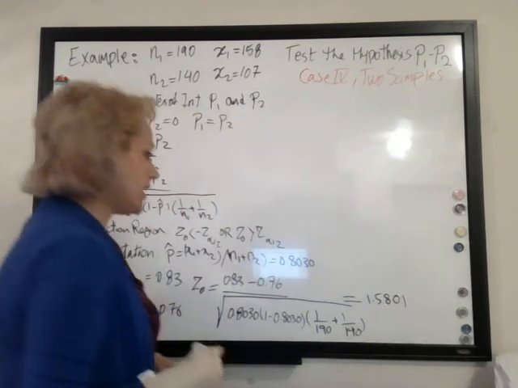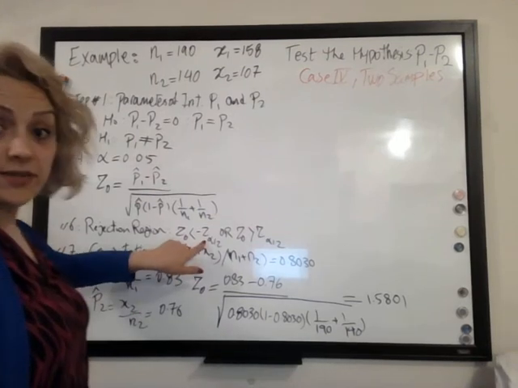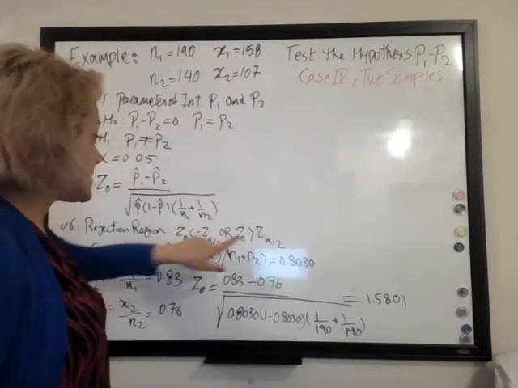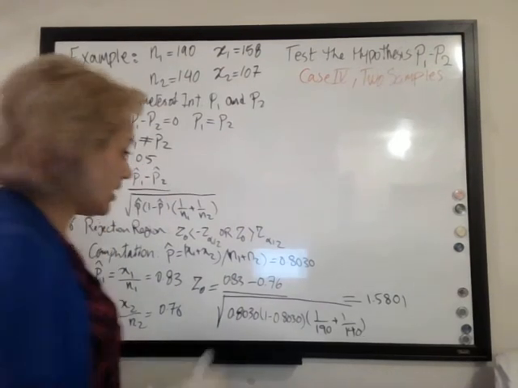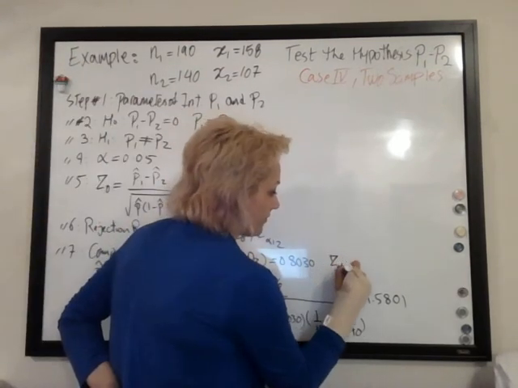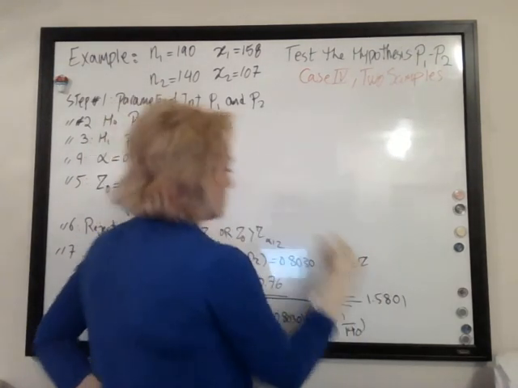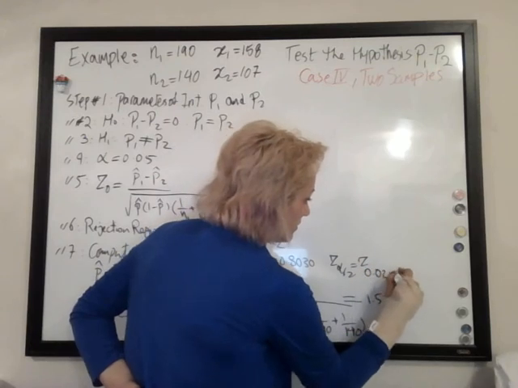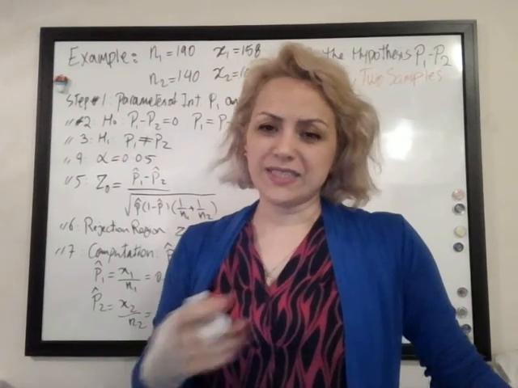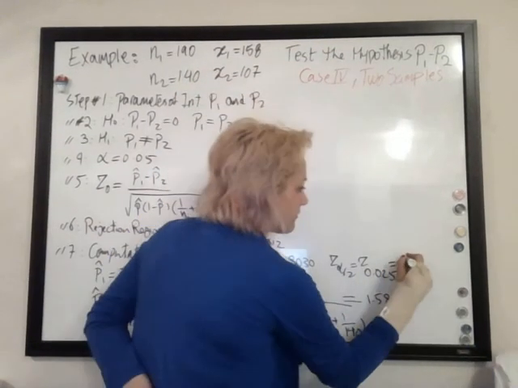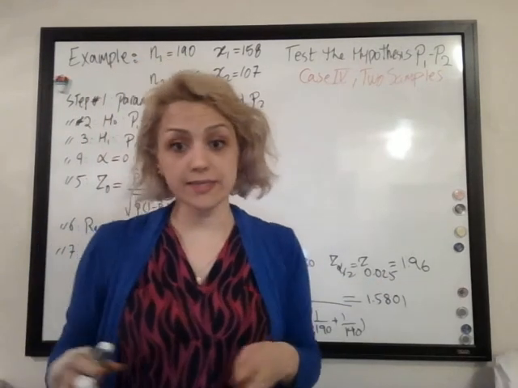So I found Z0. Oh, I need to find out the Z for the alpha as well. So Z at half of alpha, where alpha was 0.1, so half is 0.05. So we go to the Z table. I'm going to write down here, Z at half of alpha is going to be Z at 0.025, right? And then we go to the Z table, and we did it before as well. So it's going to be 1.96. So we have 1.96 and minus 1.96.